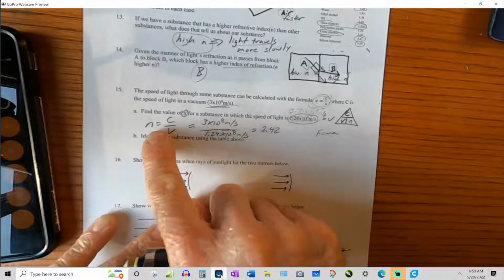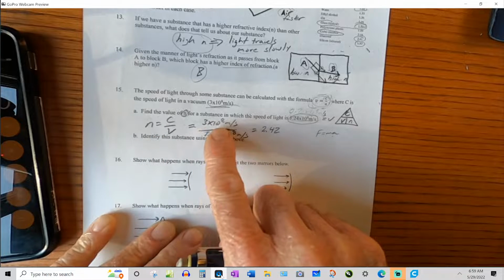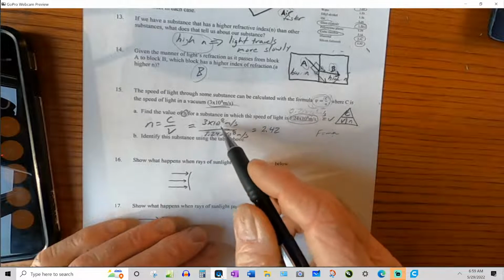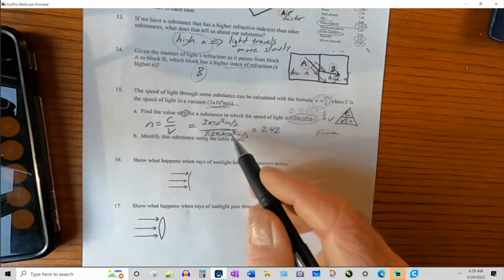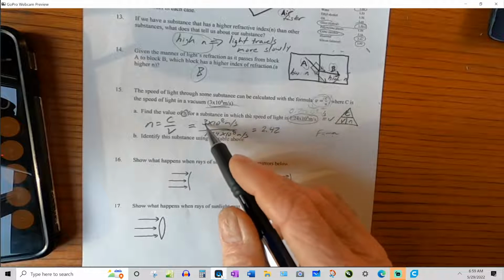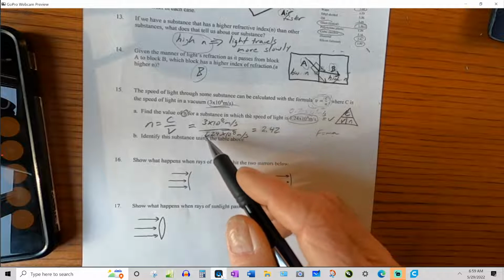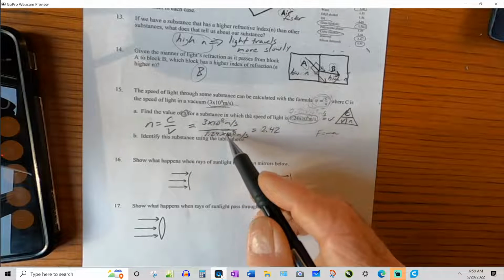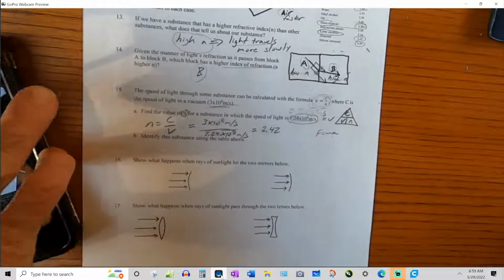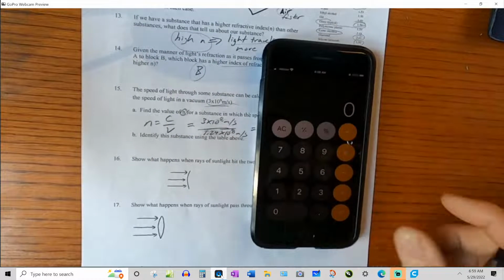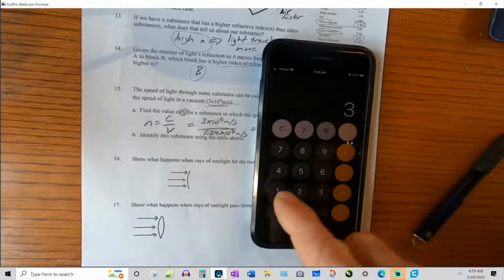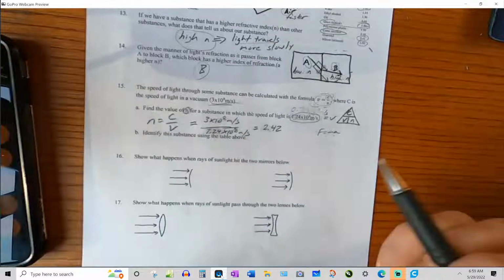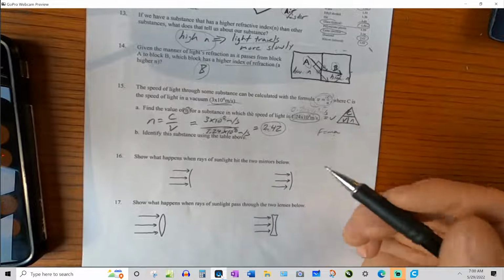So cover up N: N equals C over V. C is 3 times 10 to the 8th. V is 1.24 times 10 to the 8th. These 10 to the 8ths, they're 100 million. So since we have 3 times 100 million on the top of the fraction and 1.24 times 100 million on the bottom of the fraction, you can just ignore these. They cancel out. So all we really need to do is 3 divided by 1.24. And let's see if I can do this correctly this time. 3 divided by 1.24 equals 2.419, which comes out to about 2.42. So that's the value of N.